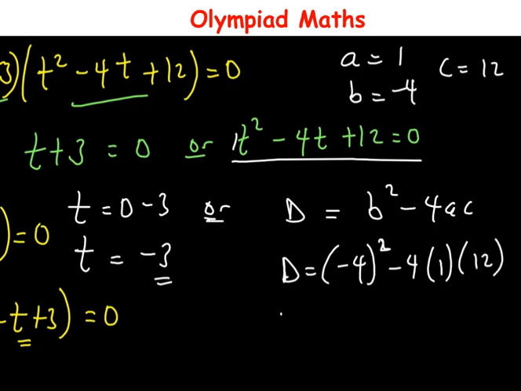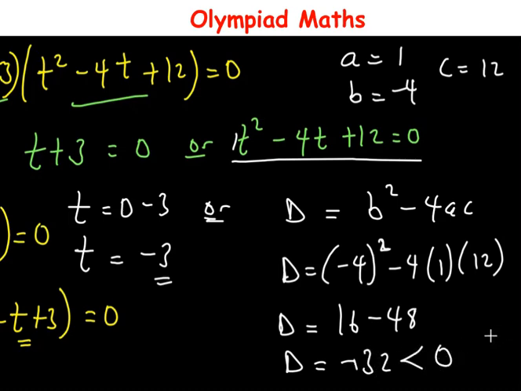From here, d is equal to minus 4 squared, which is 16, then minus 4 times 1 times 12, which is minus 48. From here, the value of d is equal to minus 32. Now, since the value of d is negative, which is less than 0, there will be no real solution from this equation. So that means that this is the only real solution. Now we got the value of t to equal minus 3.